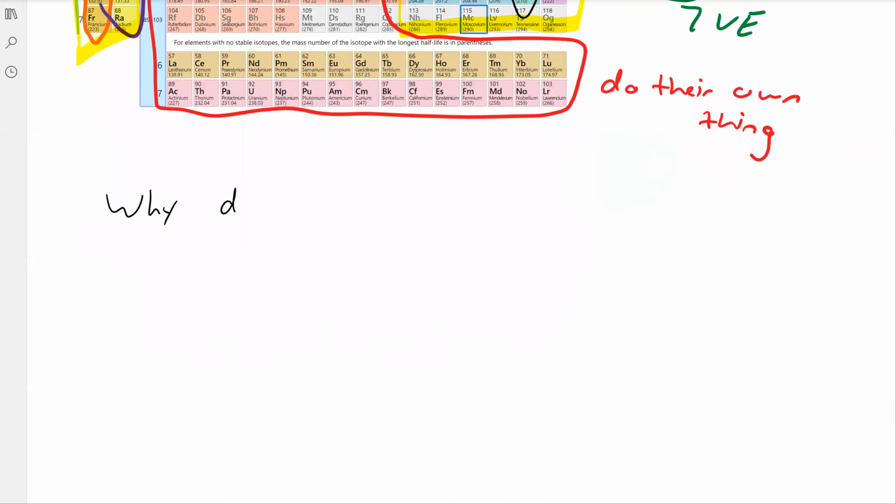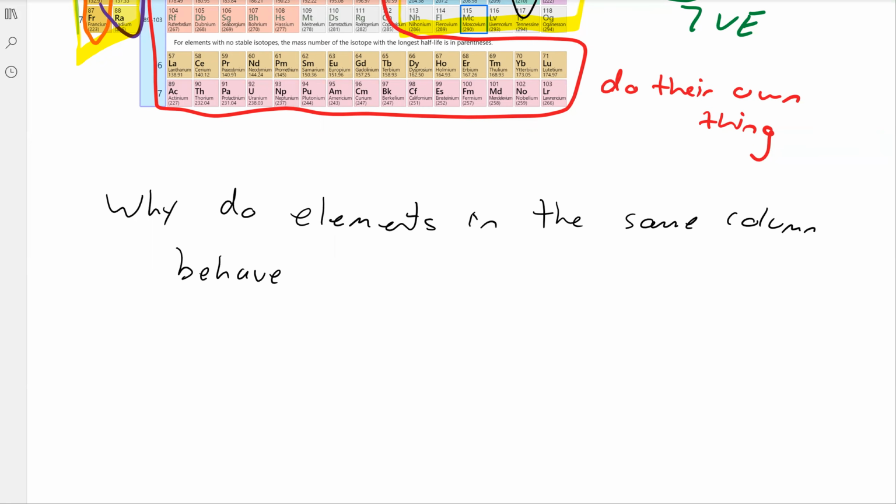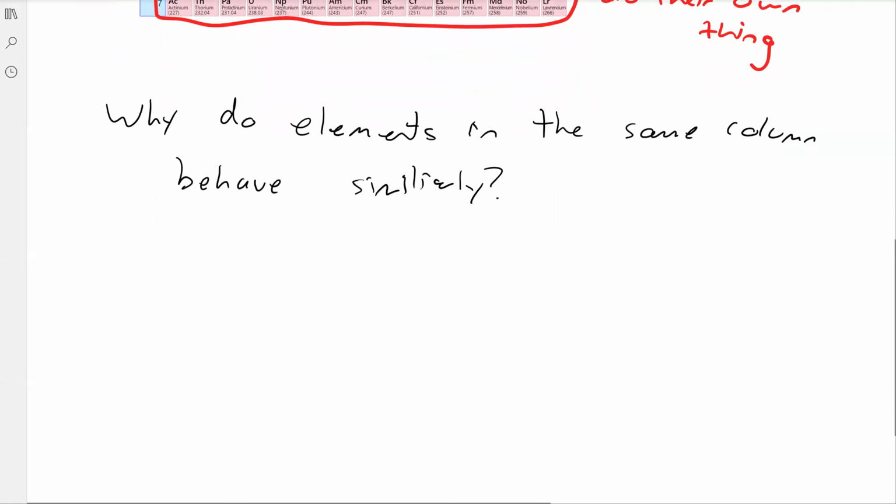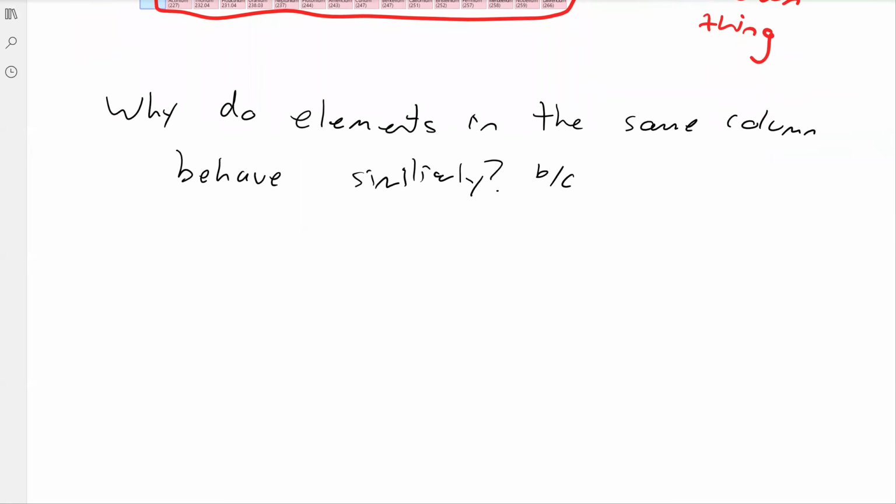And so again, why do elements in the same column behave similarly? And the answer is because they have the same number of valence electrons.